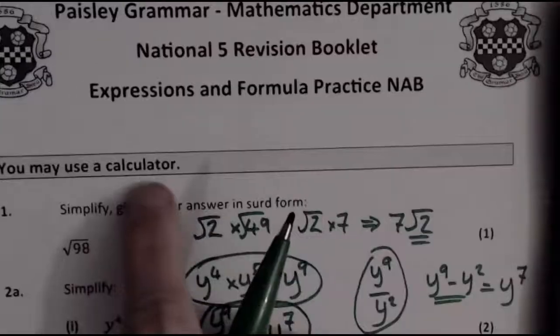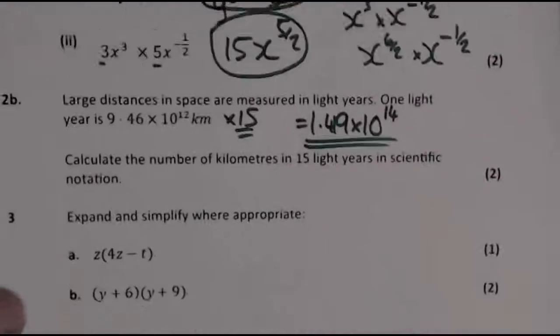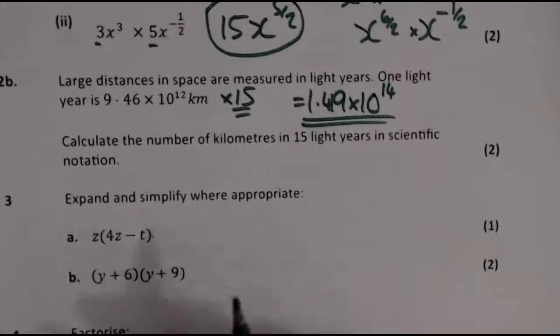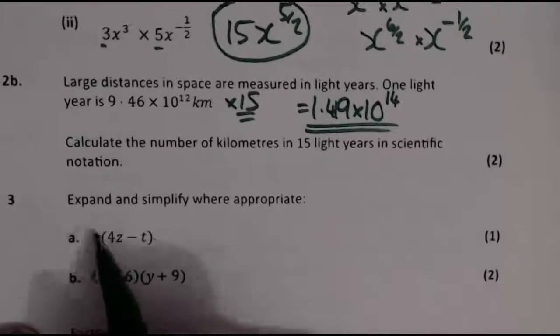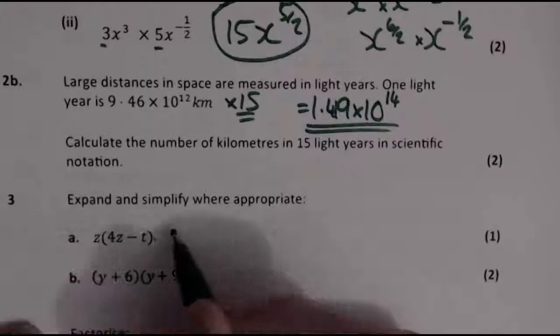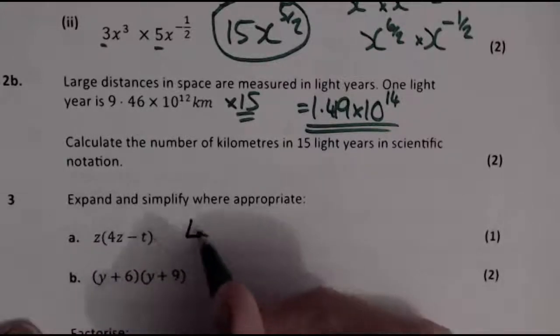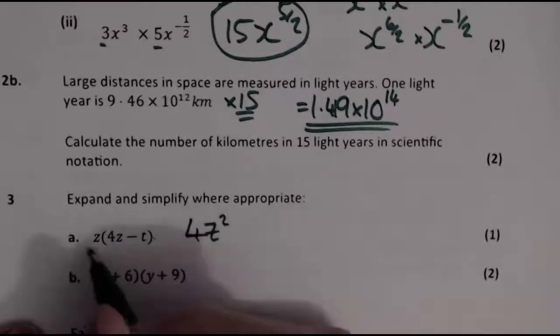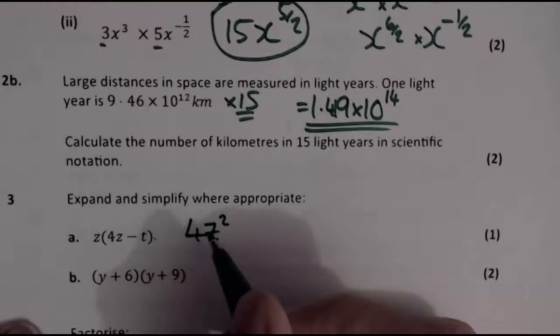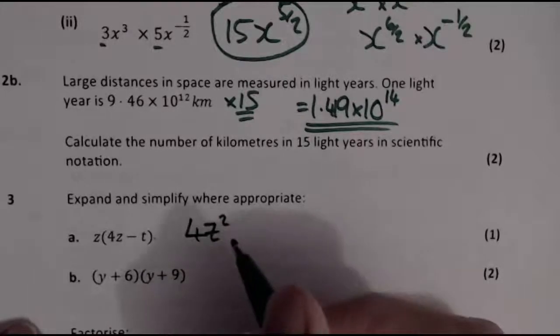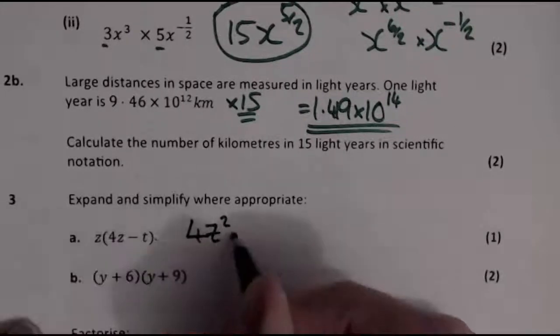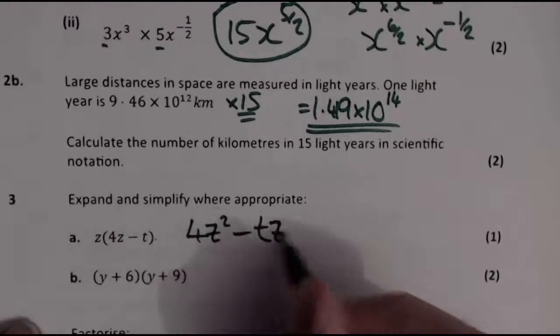Remember, you can use your calculator with this as well. Now, these ones are pretty simple, so what you want to do is multiply everything in the bracket with what's outside the bracket. So z times 4z is 4z squared, z times t is tz or zt, and you want to remember there's a minus here, so minus tz.